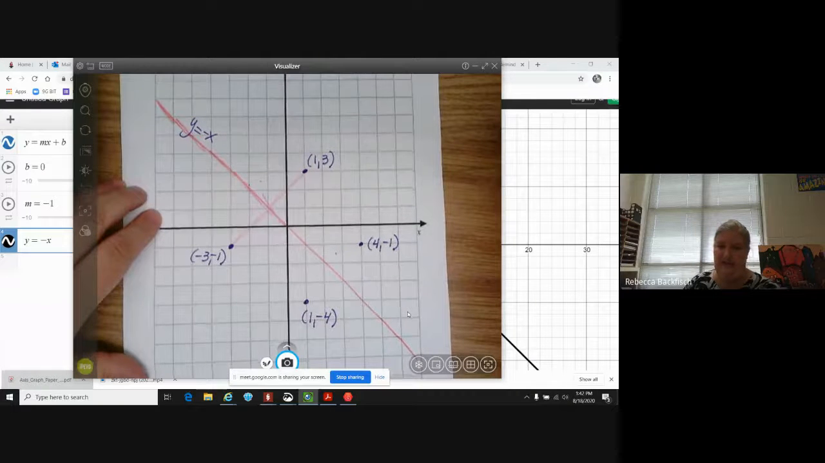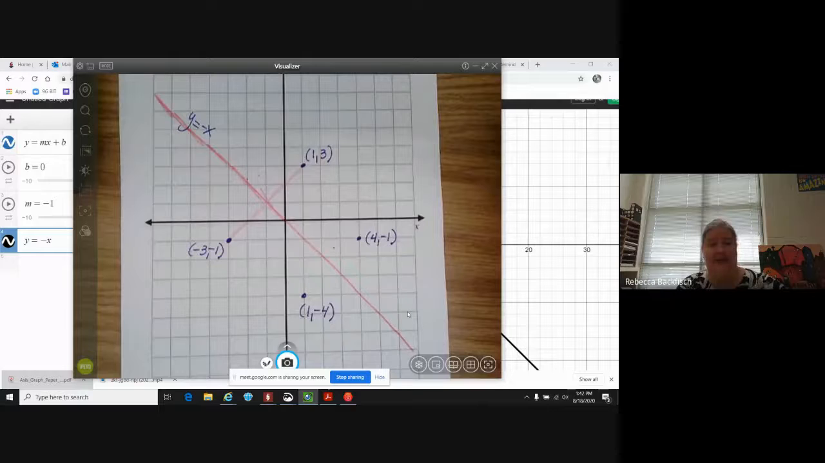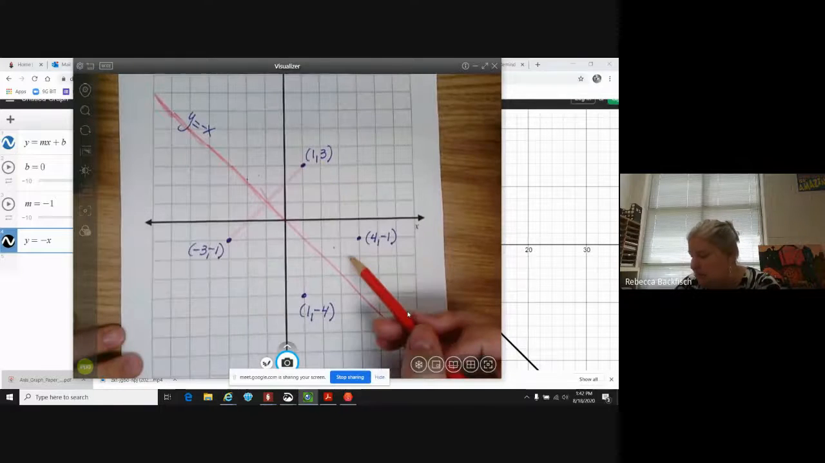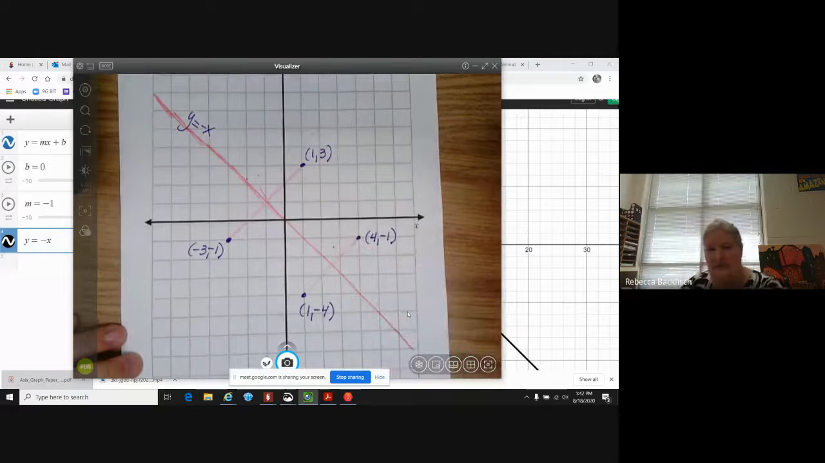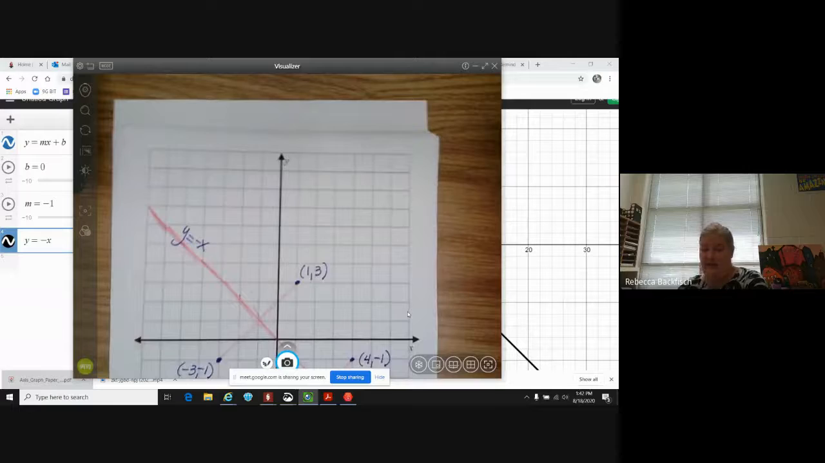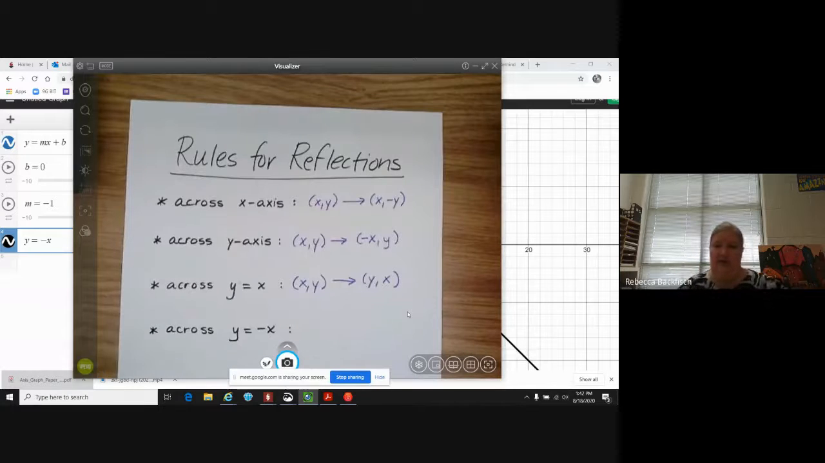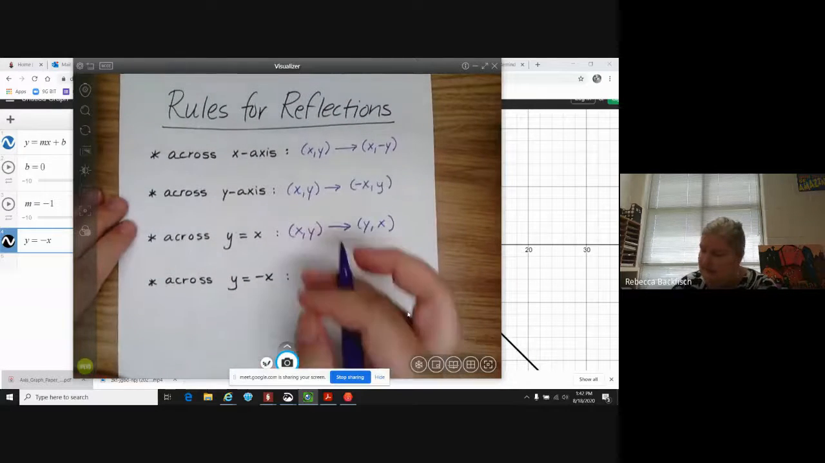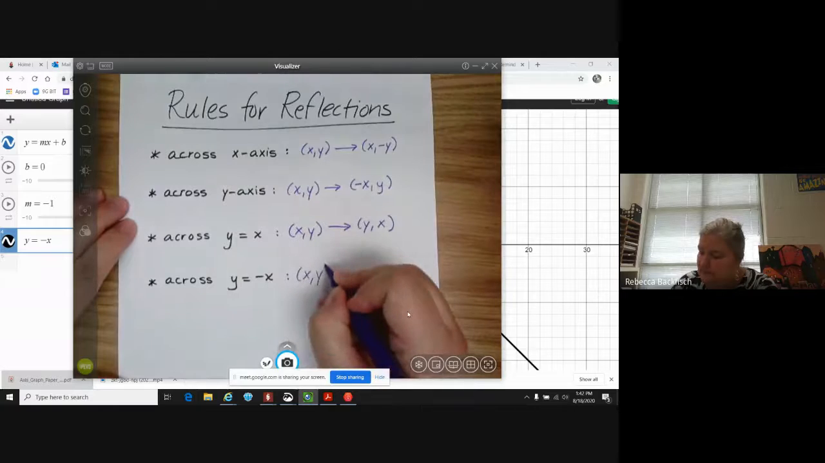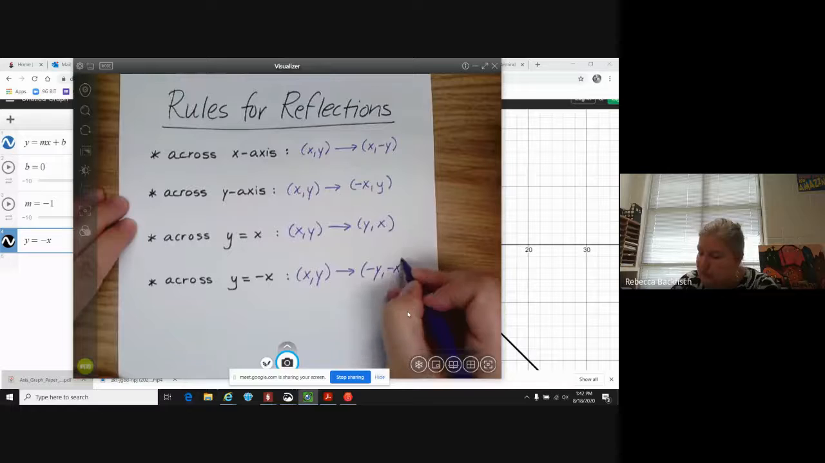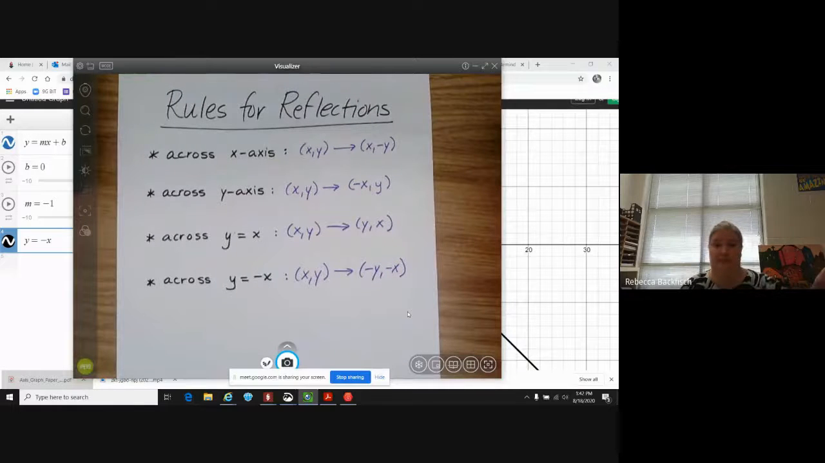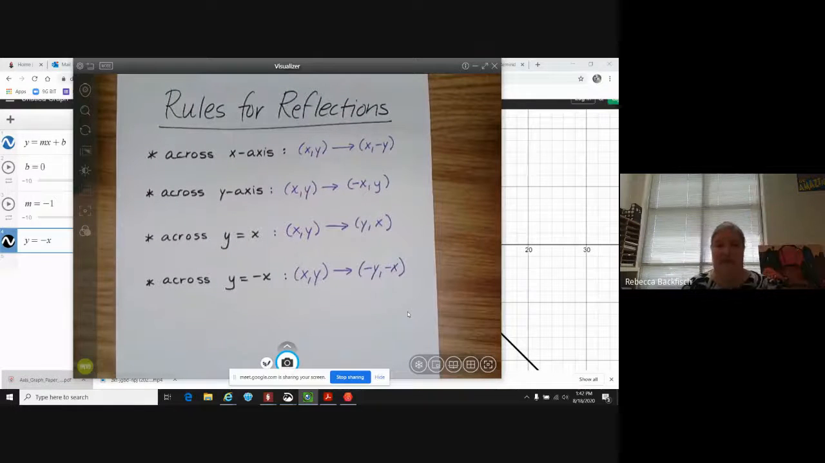Okay, so they traded places, and both of them are the opposite sign from how they started. Let's see if that seems to make sense. Does that look like a reflection? It does to me. Okay, so the rule, and this is the last rule we have for reflections, for across the line y equals -x, is they trade places and they both switch signs from whatever they were. If they were negative, now they're positive. If they were positive, now they're negative.